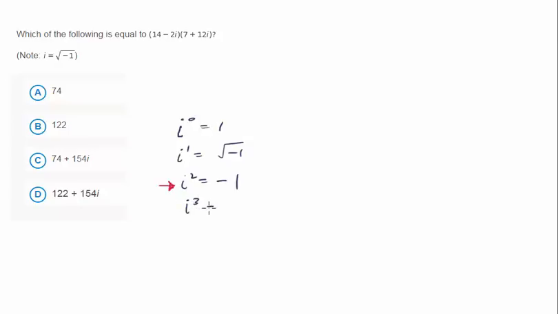i to the third, that's -1 times i, so that's -i. And then i to the fourth, that's -i times i, so that's just going to turn back into 1, and the cycle repeats. All right, let's take a look at this question here. So we have to FOIL this out.